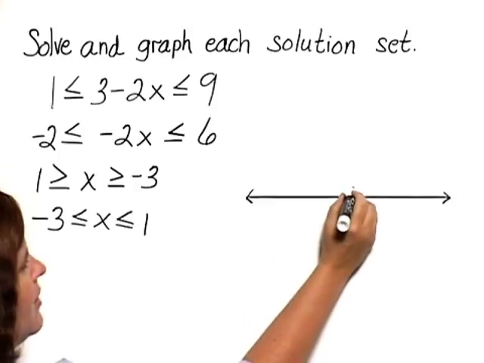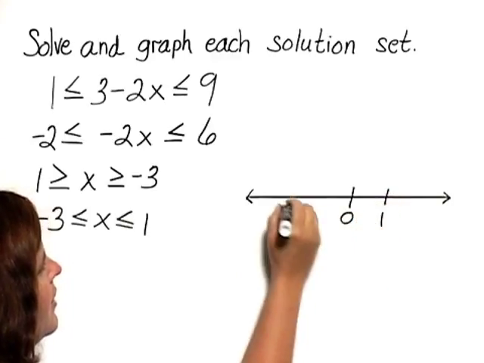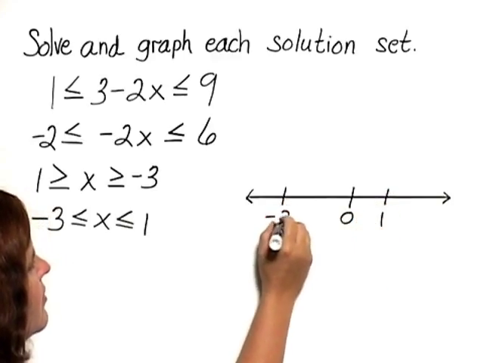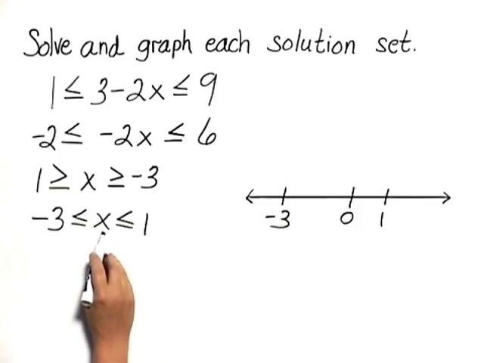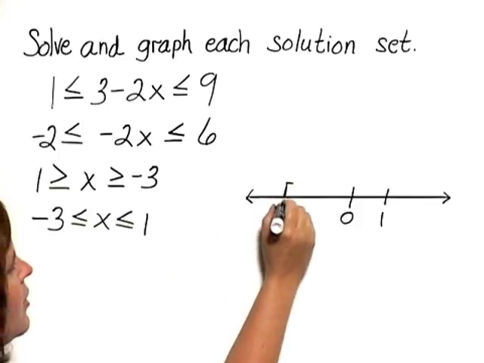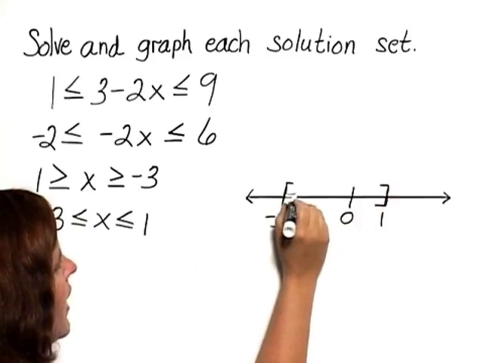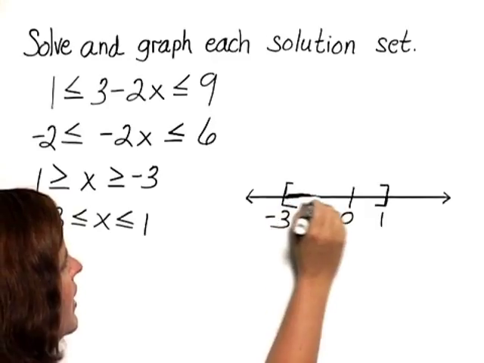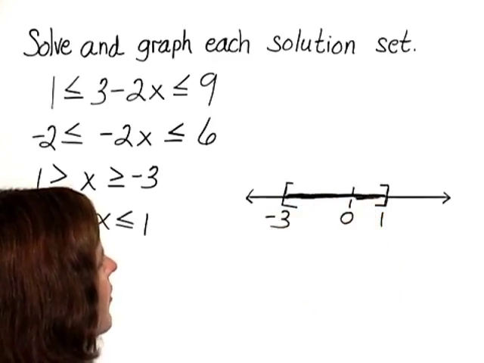On a number line, I mark off a 0, then I mark off a 1, and a negative 3. The solution is all the numbers between negative 3 and 1, including negative 3 and 1. So I use brackets there, and I shade in the number line between negative 3 and 1.